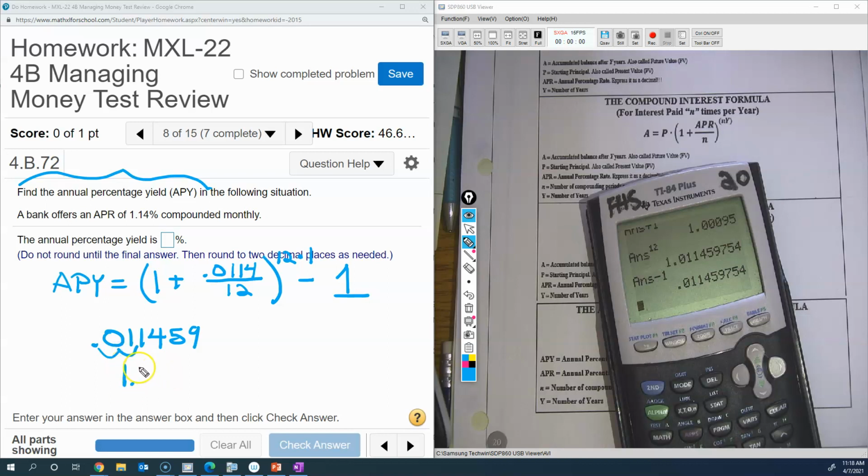When do you do that? At the very end. So this would be 1.15 when I rounded it. So when you're doing this, I'll put the order that you do it. Okay, so that's first. Second.